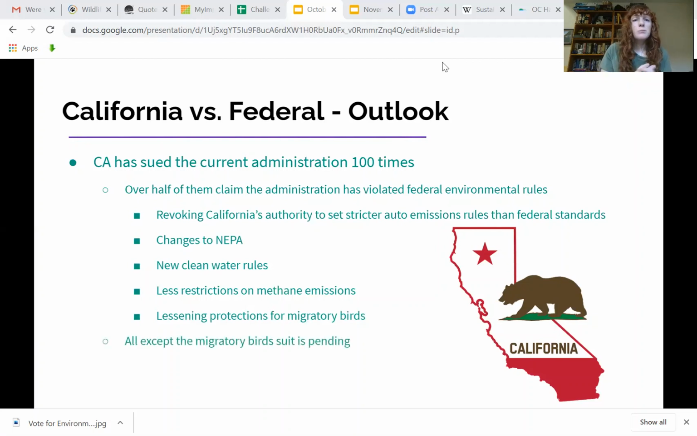And the migratory bird suit has actually succeeded, and the Migratory Bird Act was put back to the way it was before it was changed by the administration. But except for the migratory bird suit, all of these are pending. So we will see how they go.